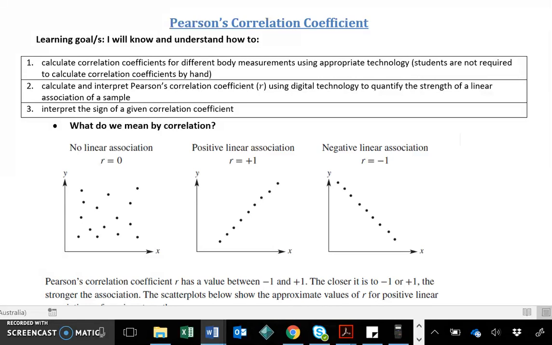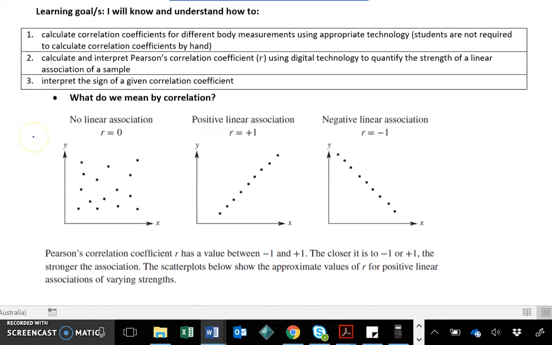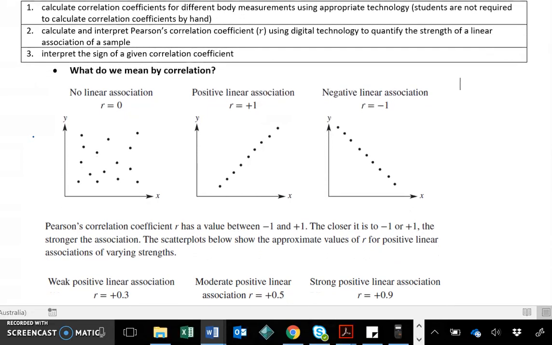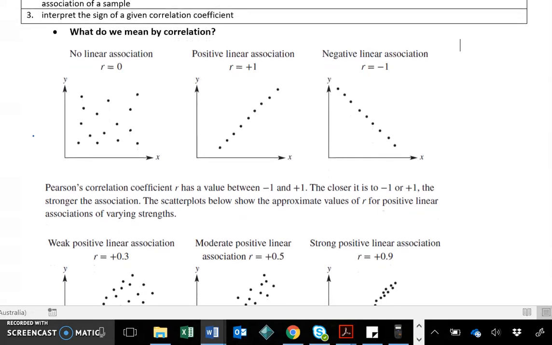So our goal for today is to be able to calculate what a correlation coefficient is. It could be for body measurements, but it could be for other things as well. Using technology, so our calculators in this case, you're not ever going to be asked to do it by hand, which is great. And to be able to interpret what the correlation coefficient means, the strength of it as well, and interpret the sign.